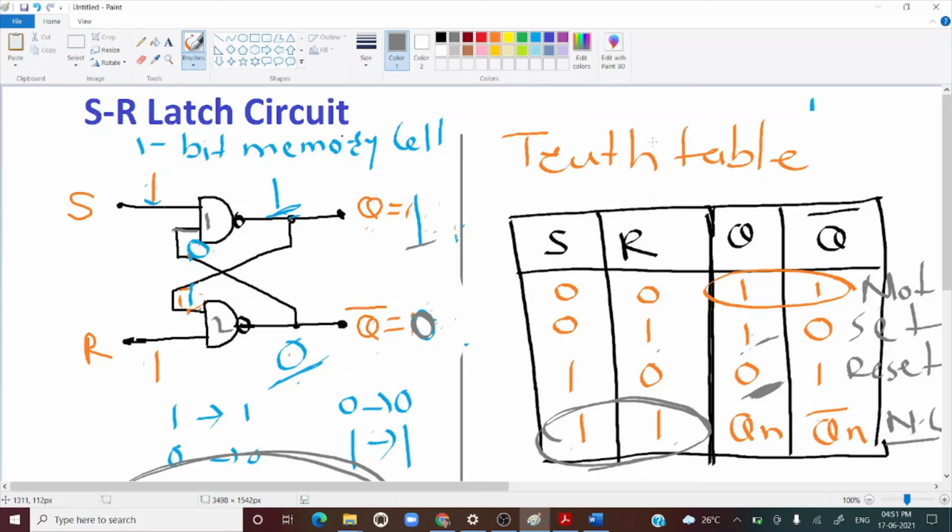Now from this basic SR latch, the SR flip-flop, D flip-flop, JK flip-flop and T flip-flops are designed. So first you need to understand this, then you will understand the SR latch, then D flip-flop, then you will understand the JK flip-flop and the T flip-flop, and then from them we can also design the shift registers and counters. Okay, so that's it for this topic and today's lecture. Thank you all of you.